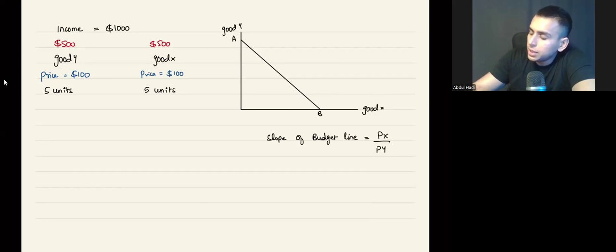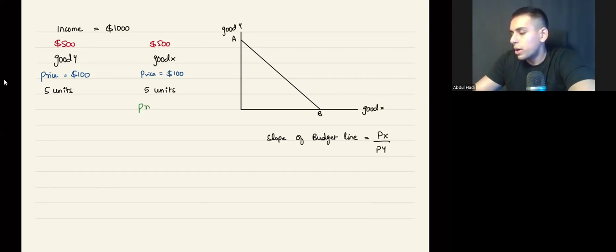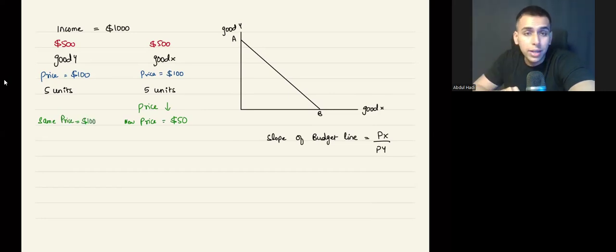Now, let's say the price of good X falls. It falls from $100 to $50. The new price for good X is $50. The allocation of income is still the same, $500 for good Y and $500 for good X. The price level for good Y is the same, that is $100. But for good X, the price level is falling from $100 to $50.